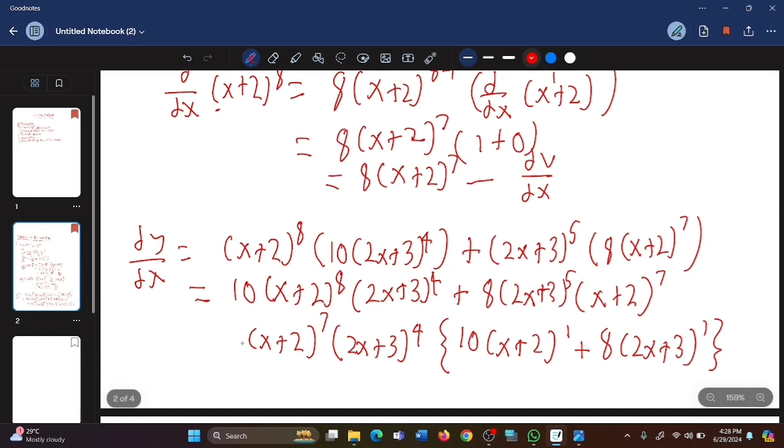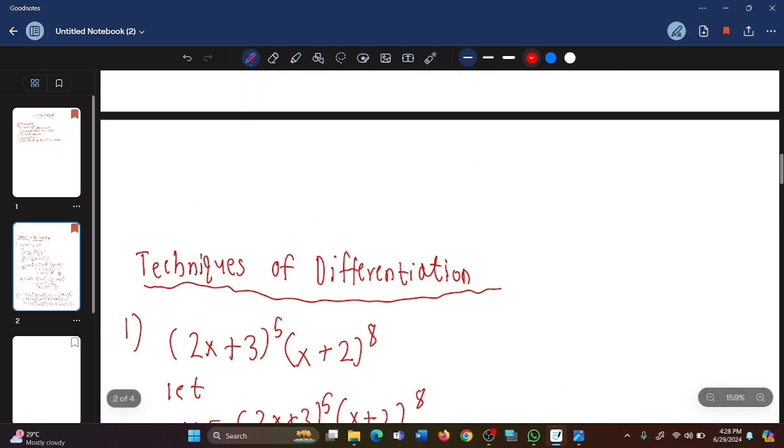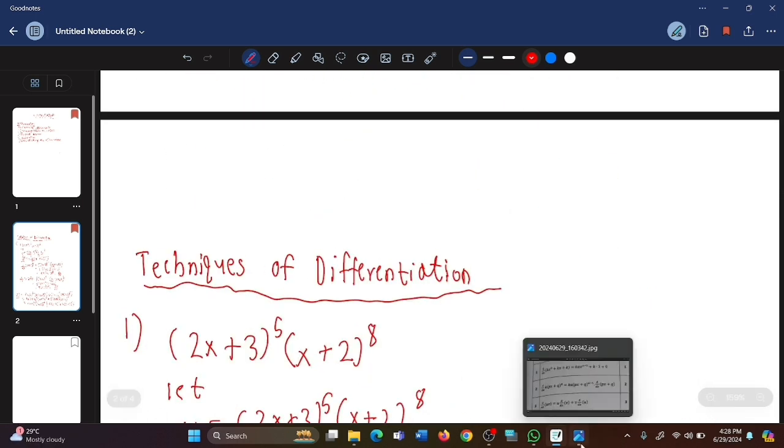So this is dy/dx. I can choose not to put 1s on top, as you wish, as putting 1 and not putting 1 is the same thing. Thus, this is the differentiation of (2x plus 3) to the power 5 times (x plus 2) to the power 8.